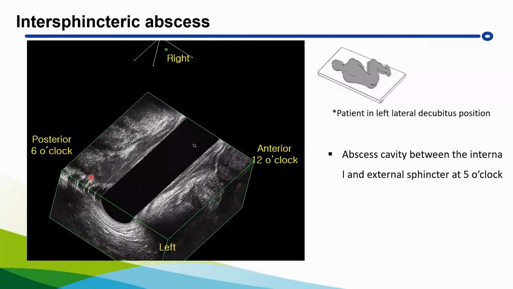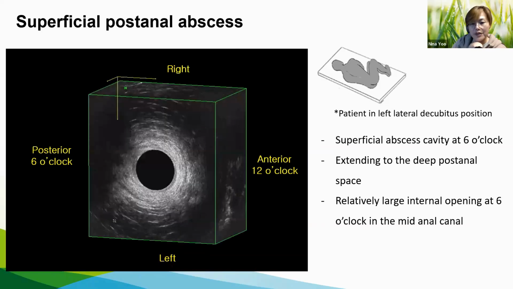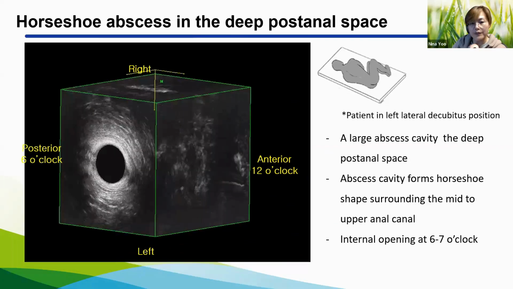Do you see it? Yes, we do. Well, you notice that there's a hypoechogenic abscess in between the sphincter muscles, located very superficially. So, simple I&D will handle the patient. Well, this is an example of a superficial post-anal abscess here.